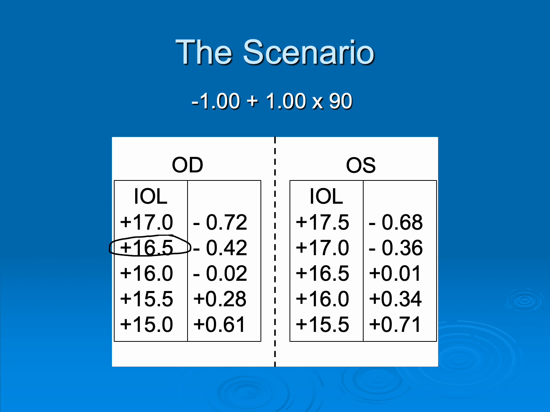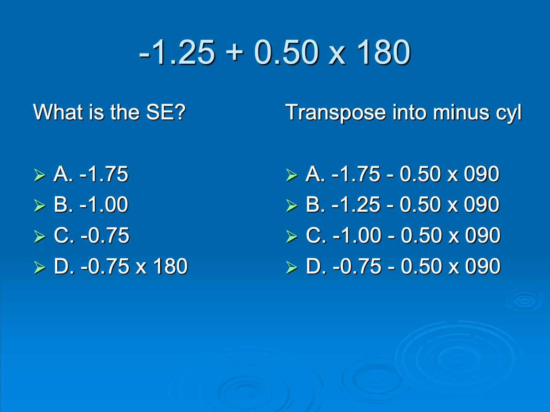Now, that doesn't guarantee me anything, but it makes me feel better if the calcs are spot on the first eye before you go in for the second eye. But here it's telling me that I'm off by plus 0.42 if the resident is correct. So before I continue on with that story, take a look at this refraction on top, minus 1.25 plus 0.5 axis 180. What's the spherical equivalent here? And can you transpose that into minus cyl for me?